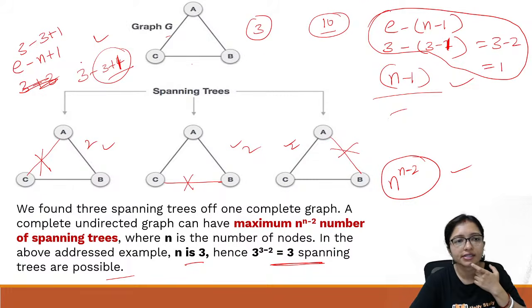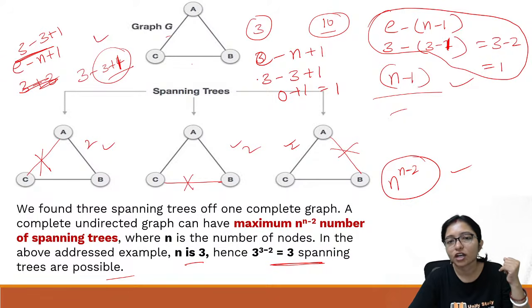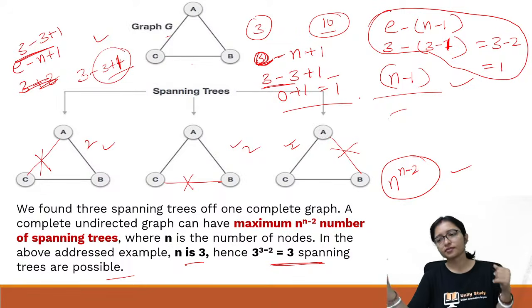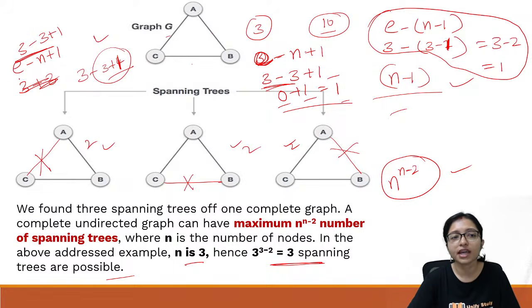Yes, we are correct. Here see that it is e minus n plus 1. So 3 minus 3 plus 1. 3 minus 3 is 0, plus 1, right? That's why 1. Clear? It is not a complete graph. For every graph it will be 3 minus 3 which is 0, then plus 1. Got it? Here we made a mistake.